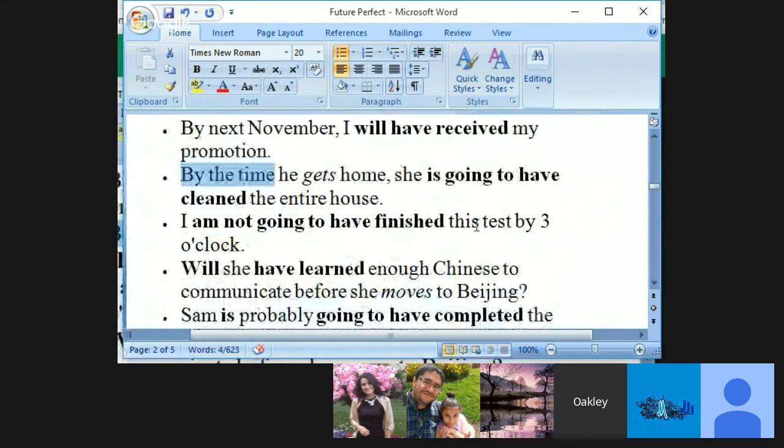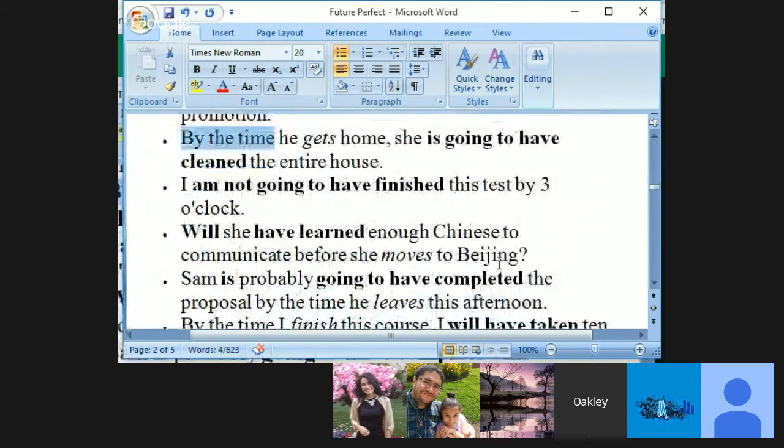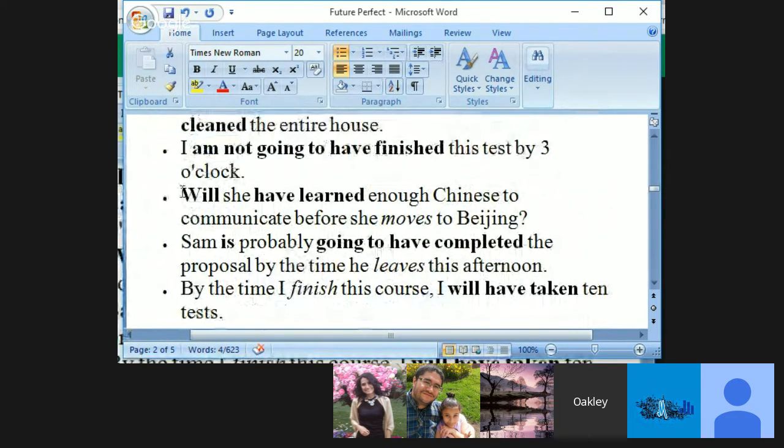I'm not going to finish this test by 3 o'clock. All right, another specific time. In the question form, will she have learned enough Chinese to communicate before she moves to Beijing?